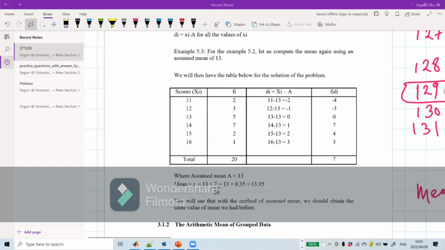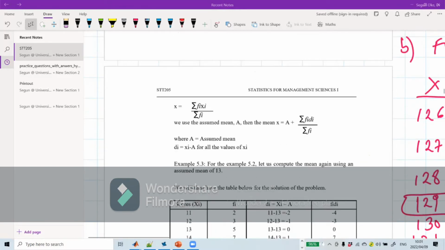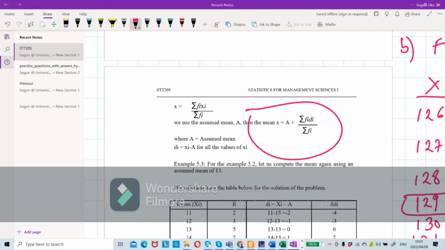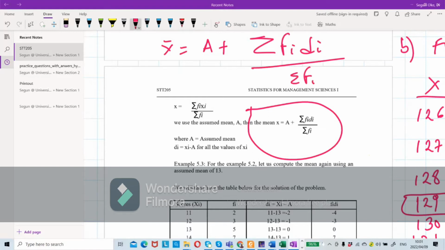We use the assumed mean method. Assumed mean method is this. Please write it down in your notes. I'm not going to do anything. This is the assumed mean method. That is, our x bar is equal to A plus summation of Fi di divided by summation of Fi.